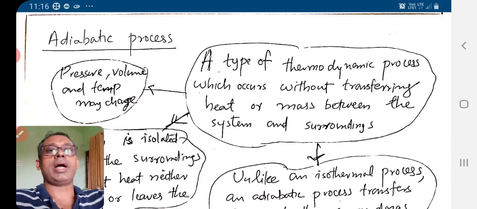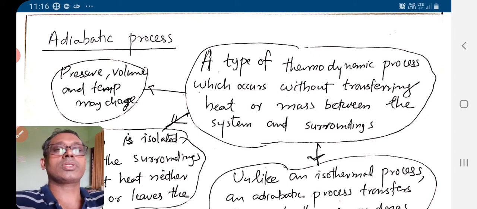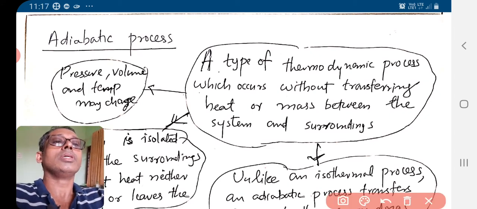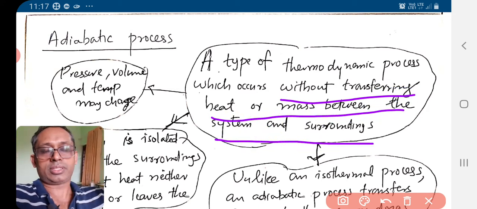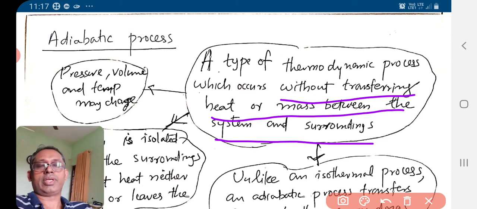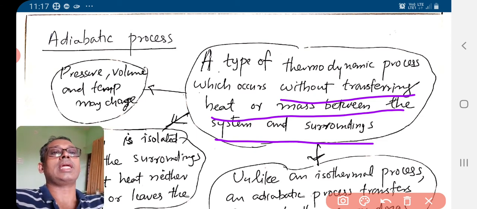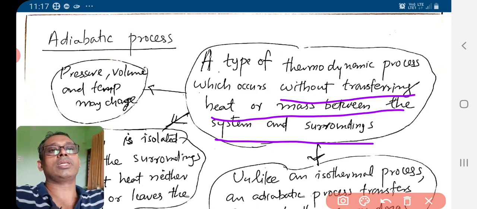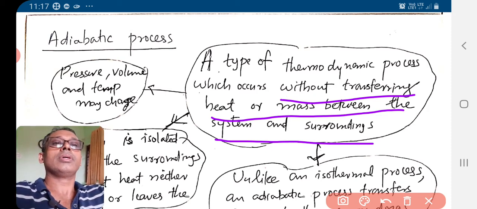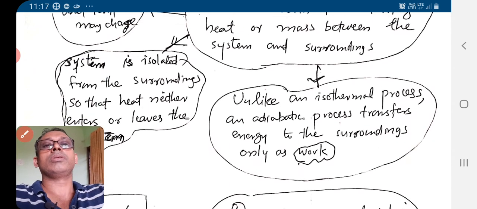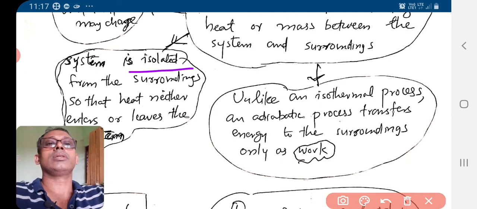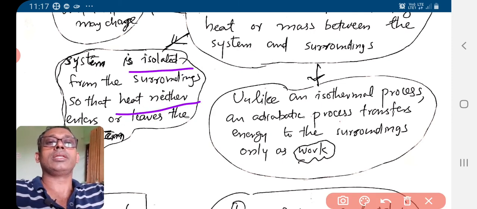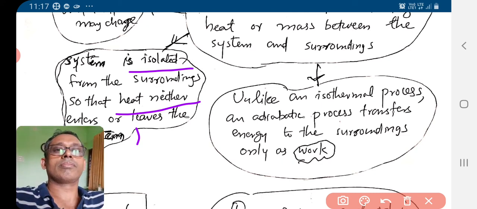Then comes the adiabatic process. What is an adiabatic process? It is a type of thermodynamic process which occurs without transferring heat or mass between the system and surroundings. What happens here is the system is completely isolated from the surroundings, so that heat neither enters nor leaves the system.